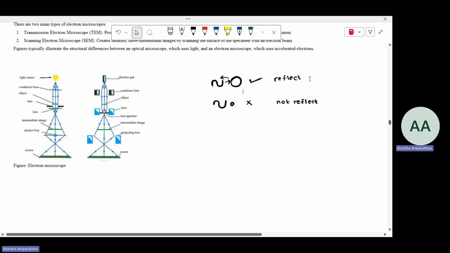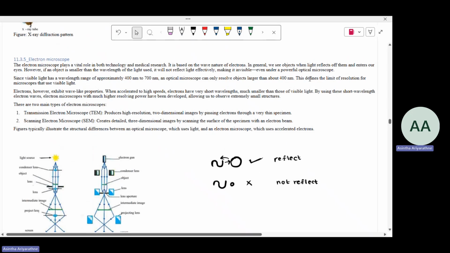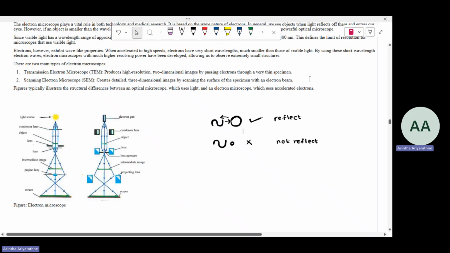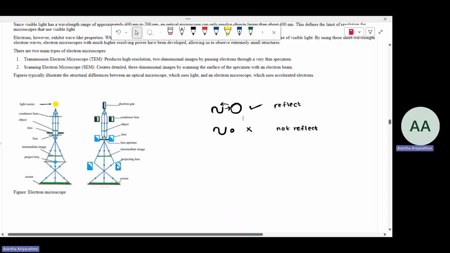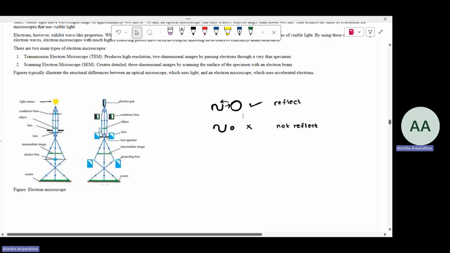So we know the visible light has a wavelength between 400 and 700 nanometers. So very small particles, in the nanometer range, could not be observed using this typical optical microscope, shown in the figure, because the wavelength is higher than the object, right? Higher than the object, so it won't be reflected by the object, right?